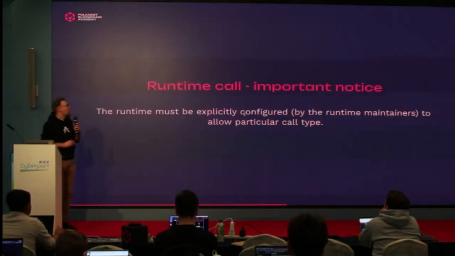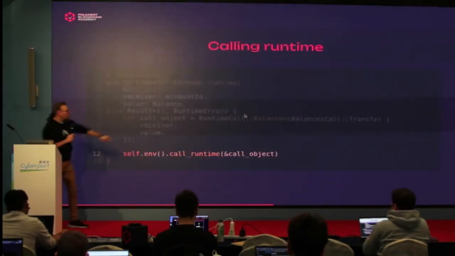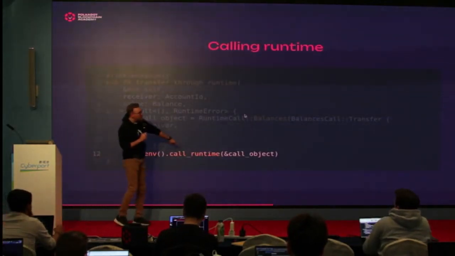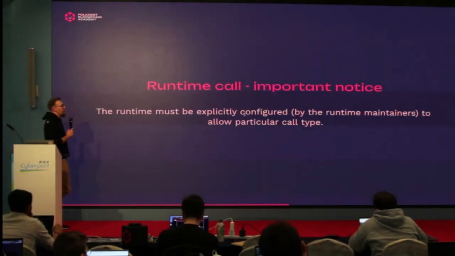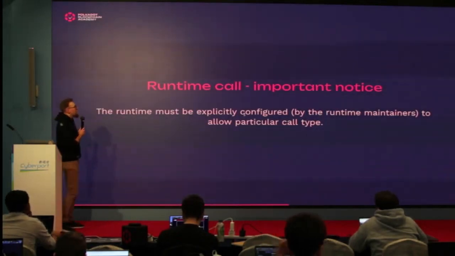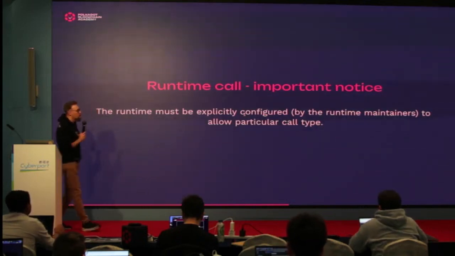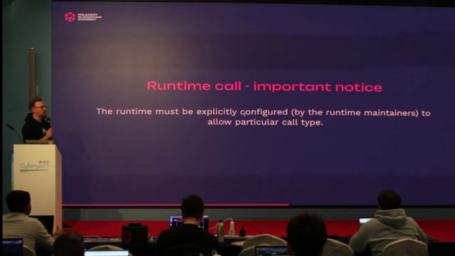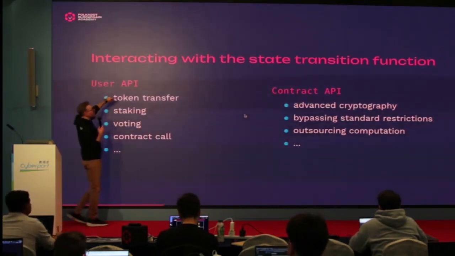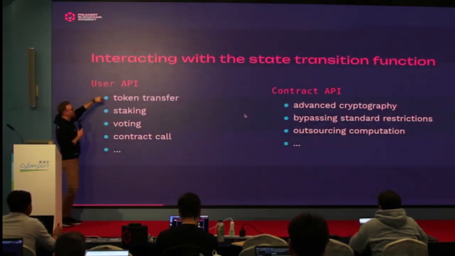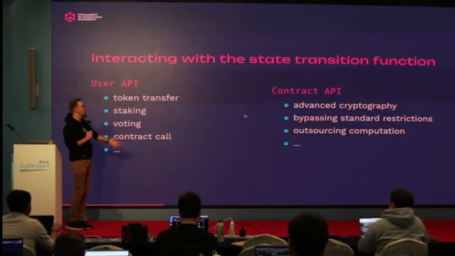As simple as that. Now there's an important notice. The part of the user API that contracts can use is not enabled by default. Actually, the runtime developer maintainers have to explicitly say which extrinsics are safe, are okay for contracts to call. So if we go back here, it is runtime maintainers, chain developers, that will whitelist some items on this list, saying what contracts can do and what they cannot.